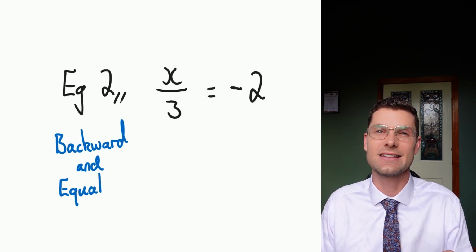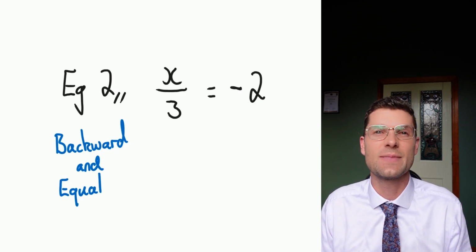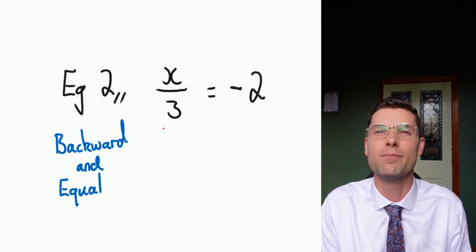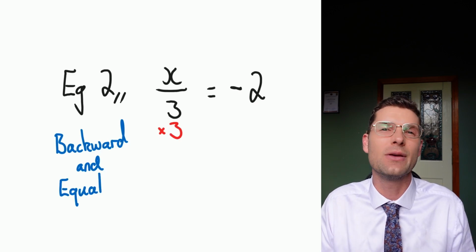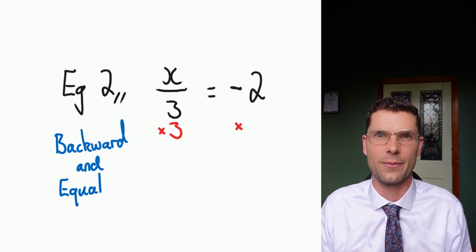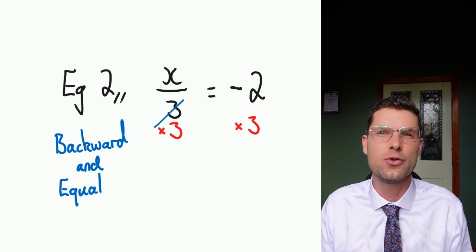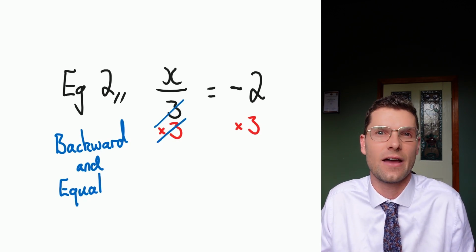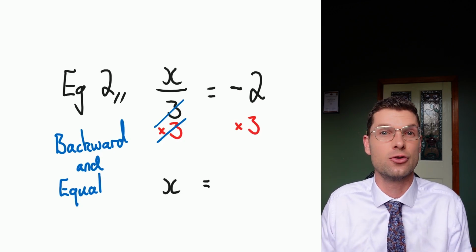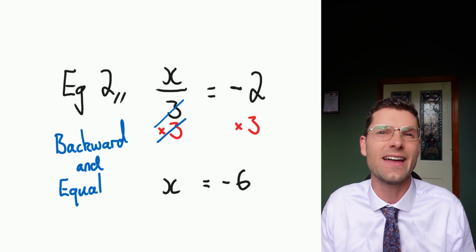So because I've got x divided by 3, I have to undo that divided by 3. This just means doing the exact opposite operation. So instead of divided by 3, I have to multiply this side by 3. And because I'm doing backwards and equal, I have to times the other side by 3 as well. Because I've done x divided by 3 times by 3, the two 3's cancel each other out, so I'm just left with the letter. That's what I want, the answer to the code. Now I've got x is equal to, making sure that I did multiply it by 3, x is equal to negative 6, and that's my final answer.